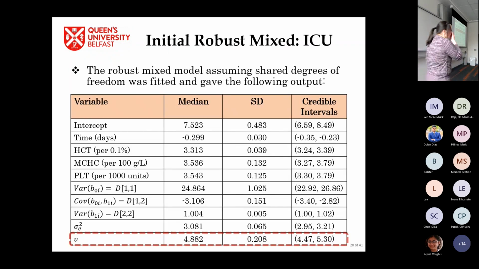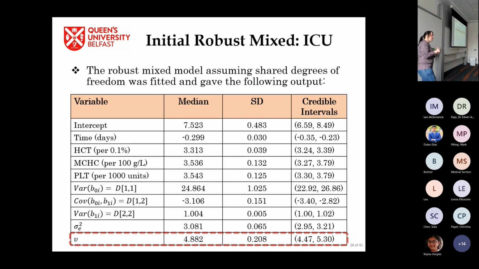Now, doing this based on the ICU data set, we get the following model. Remember, this is the model where we have shared degrees of freedom. So we're estimating that new parameter from the data, and we're assuming that the t distribution for the random effects, our b_i's, and our random error terms, our epsilon_ij's, both follow a t distribution with the same degrees of freedom, or nu. That's why I've highlighted that, because that's the thing we're really going to focus on.